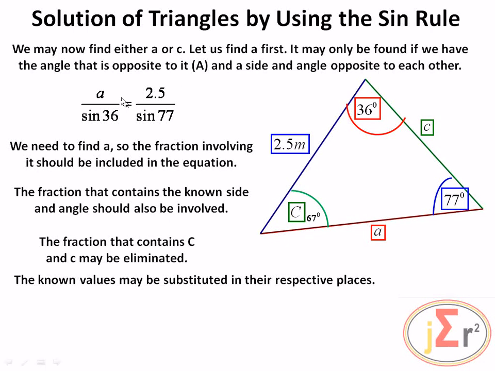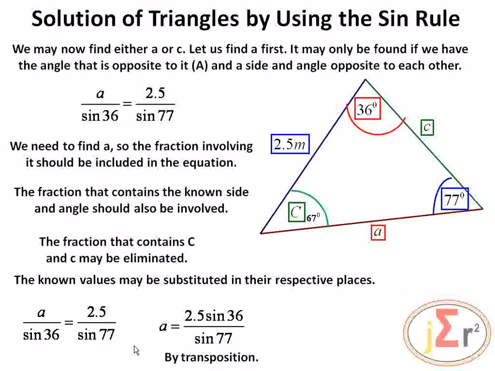So let us transpose this. We need to find A. So what is going to happen? We have A over sine 36 is equal to 2.5 over sine 77. So we are going to transpose by multiplying by sine 36 on this side. There you go, so that is by transposition. Of course, we need to write down the values of sine 36 and sine 77. That we have done. And of course, when we have completed our calculation, A is equal to 1.5 meters. And it goes right there.